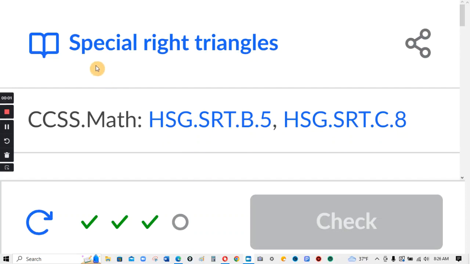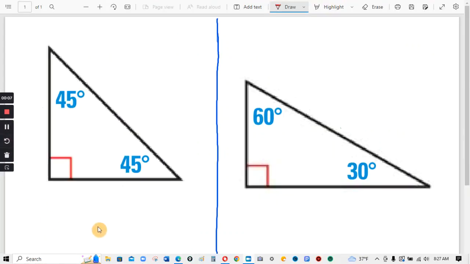This will be for the Khan exercise, special right triangles. So the two types of special right triangles have angle measurements of 45, 45, 90, and the other one is 30, 60, 90. So on the 45, 45, 90, let's label the sides.